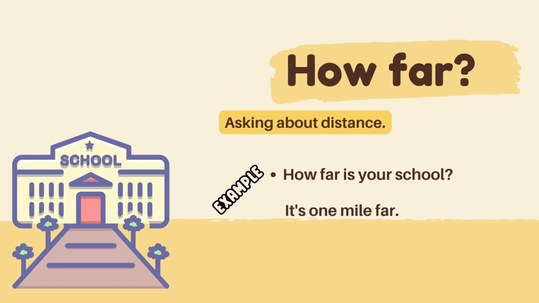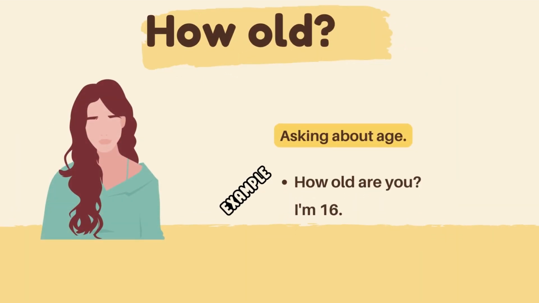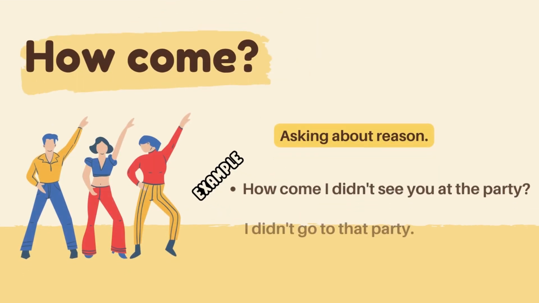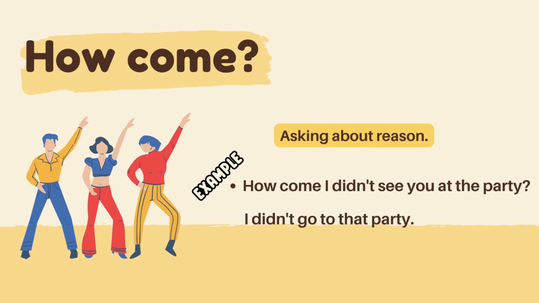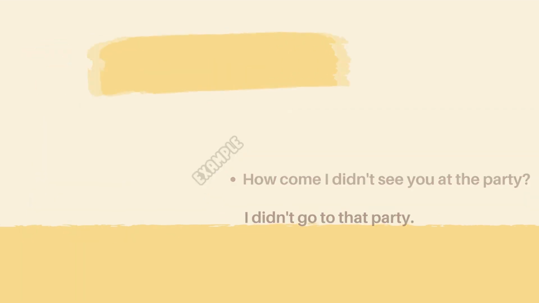How far is used for asking about distance. For example, how far is your school? It's 1 mile far. How old is used for asking about age. For example, how old are you? I'm 16. How come is used for asking about reason. For example, how come I didn't see you at the party? I didn't go to that party.